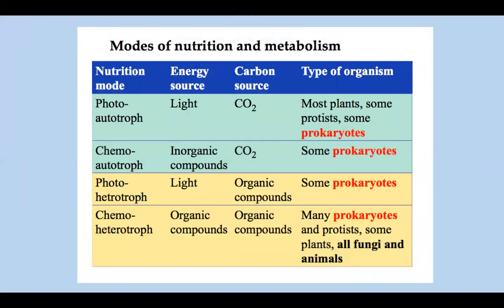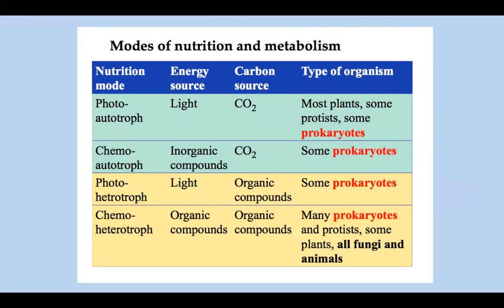Photoautotrophs use light as their energy source and CO2 as their carbon source. Chemoautotrophs use inorganic compounds as their energy source and carbon dioxide as their carbon source. Photoheterotrophs use light as their energy source and organic compounds as their carbon source. Chemoheterotrophs use organic compounds as both their energy and carbon sources. There is also some other vocabulary that you should be aware of.